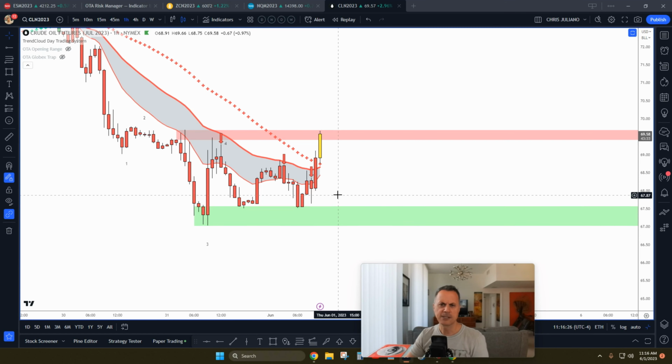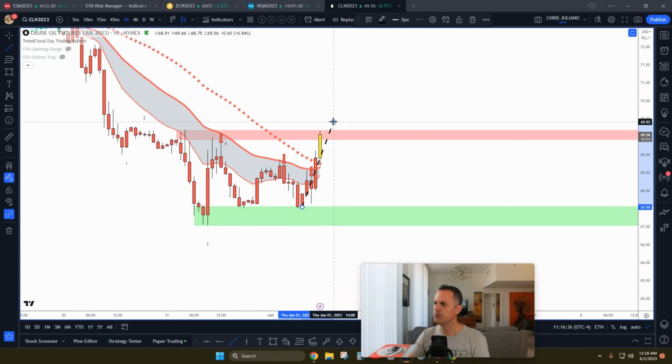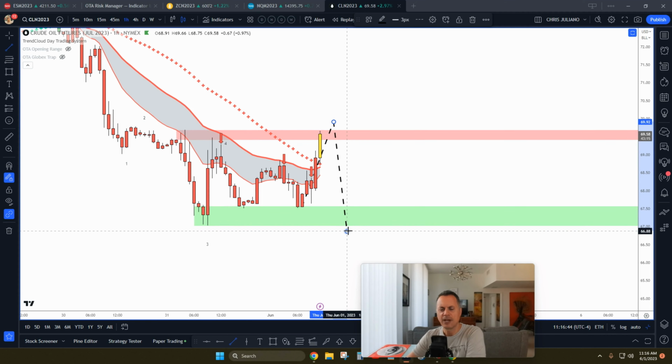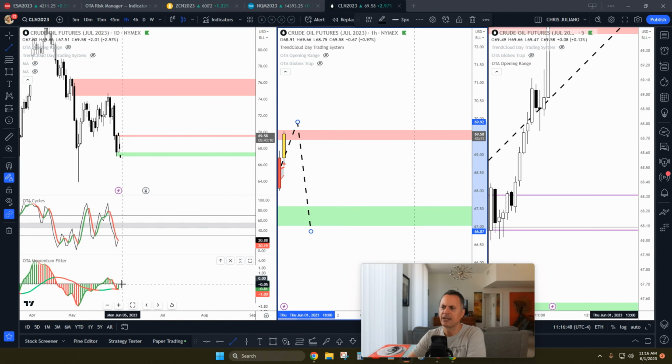So how do you trade something like that? What if this thing goes from here, breaks just a little bit above, comes back down, breaks just a little bit below? What do we do? How do we trade that? You've got to look at your high time frame momentum filter and go by it. Daily chart, look how it's just starting to turn up. It's shaking everybody out of here.